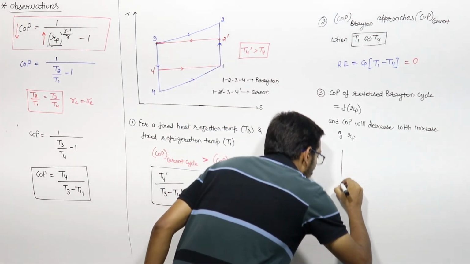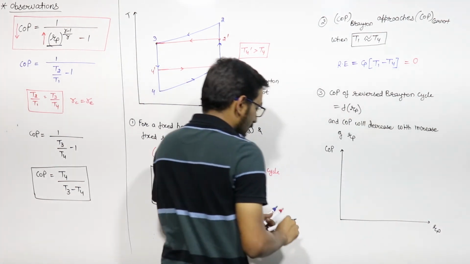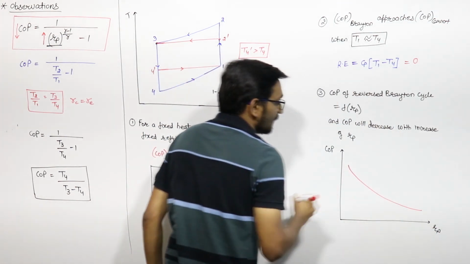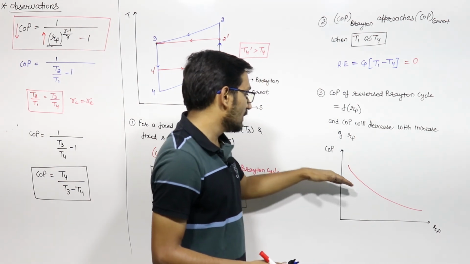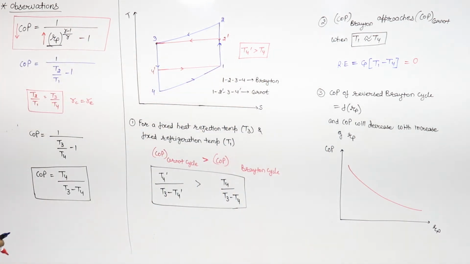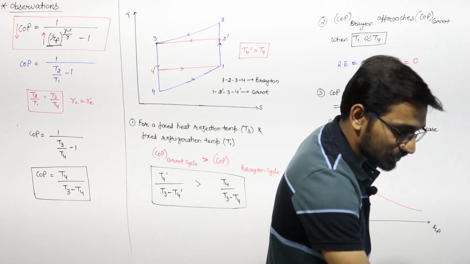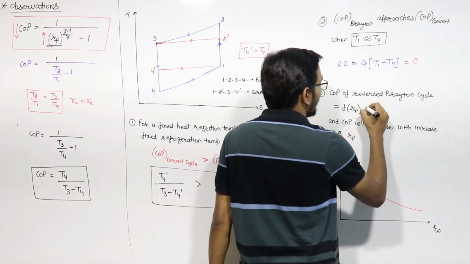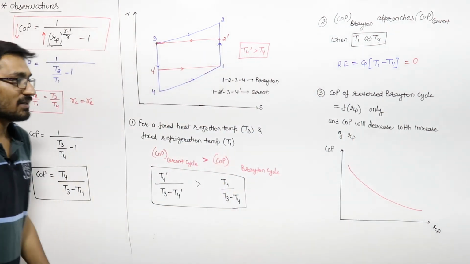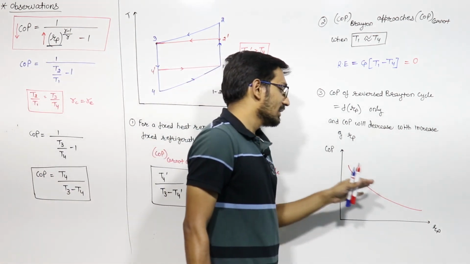So if I draw a graph between COP and pressure ratio, it will be like this. It is asymptotic, and when the pressure ratio is 1, the COP will be infinity. So this is the graph of COP versus pressure ratio. If the pressure ratio is increasing, then COP will decrease. It depends on the pressure ratio only. You can write here that the COP of a reverse Brayton cycle is a function of pressure ratio only, since gamma is a constant, and if the pressure ratio increases, COP will decrease.